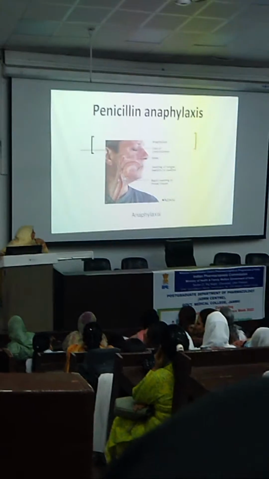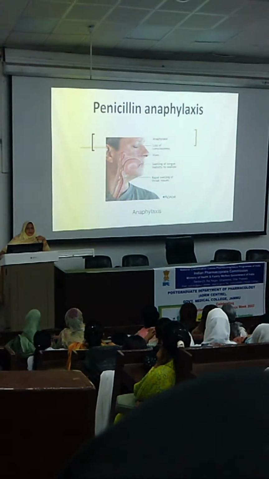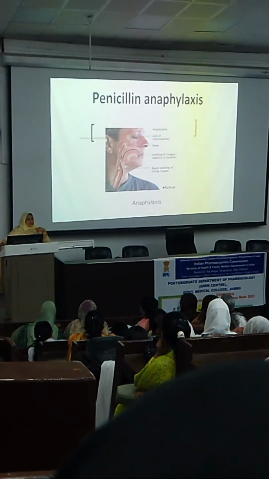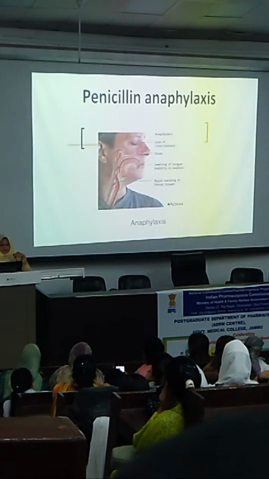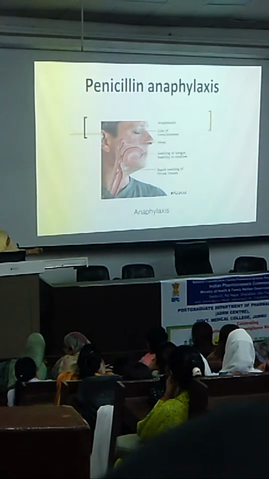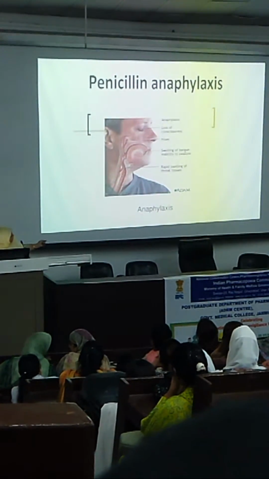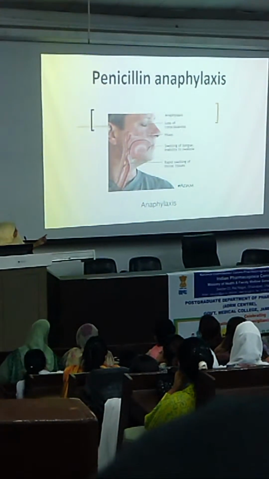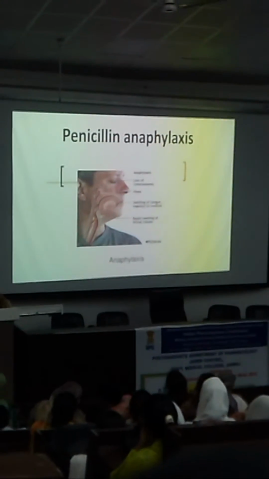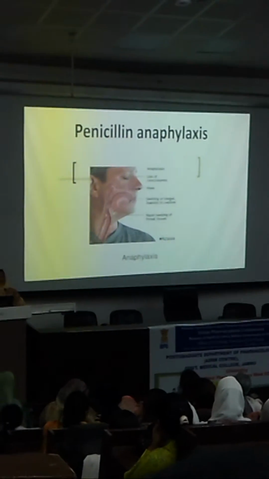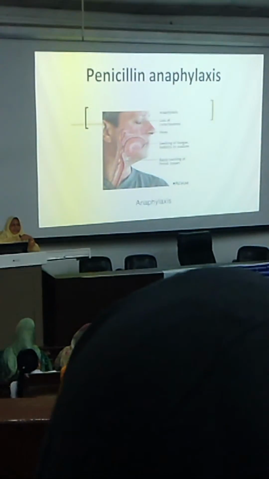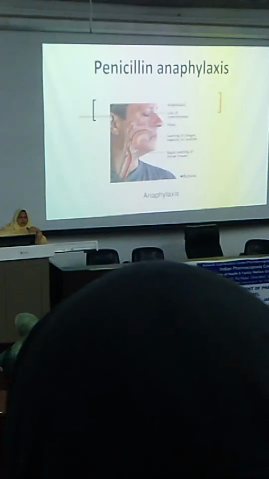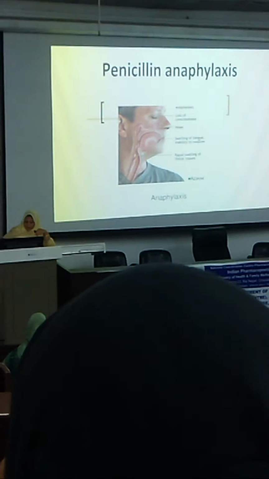The patient can present first with a rash, with urticaria. Then there is rapid swelling of the throat tissue. Then there is swelling of the tongue, and inability to swallow anything. You can see here the laryngeal edema. Then there can be loss of consciousness, and the patient can die of respiratory paralysis and cardiorespiratory collapse.